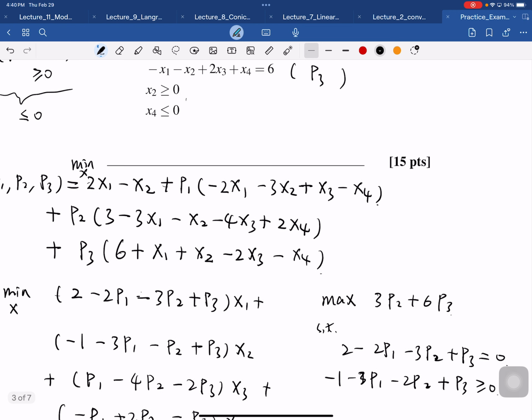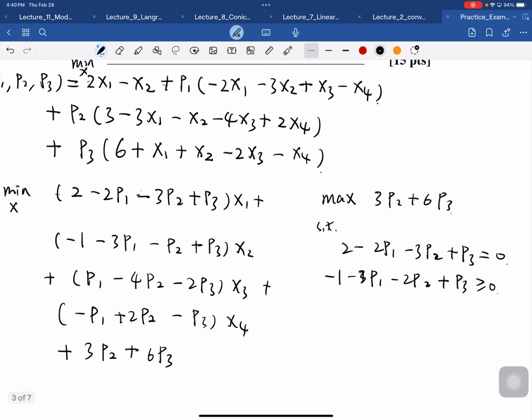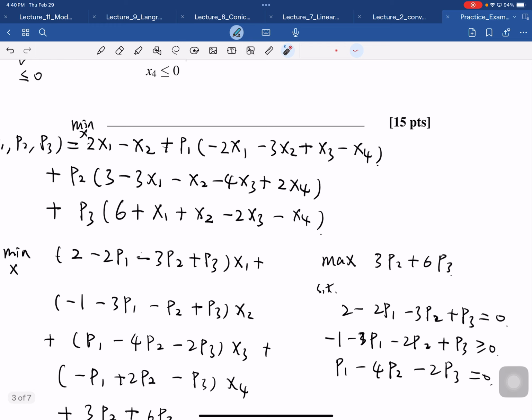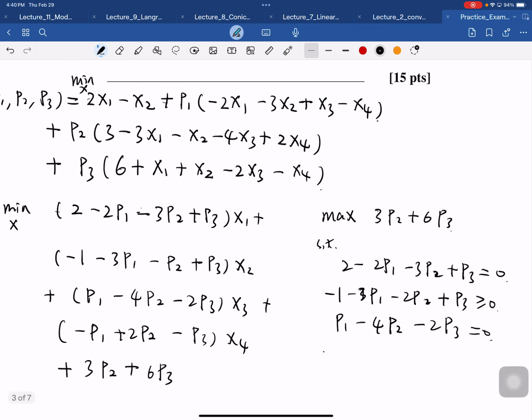And for x3, since it's unconstrained, you just set the coefficient to 0. And then for x4, since it's less than or equal to 0, we just set this term to be greater than or equal to 0. So that's it, right?